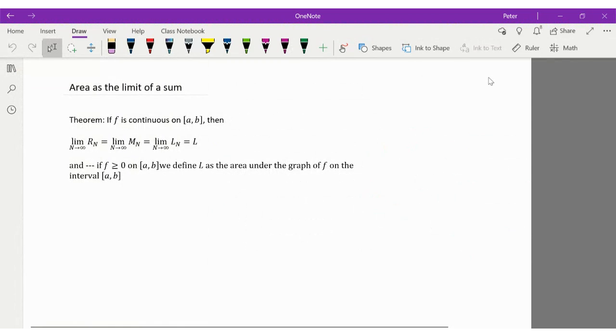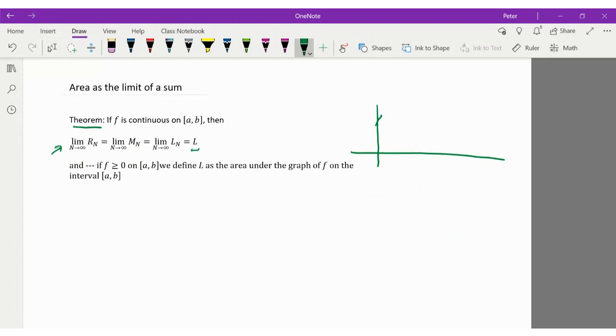What we're going to do is talk about area as the limit of a sum. So this is the relevant theorem: if f is continuous on [a, b], then these three expressions are equal to the same number. I'll show you what they mean in a minute. And as long as f is greater than or equal to 0, we can actually define this number, this limit L, as the area under the graph of f on [a, b]. So what do I mean by that? What does all of this mean?